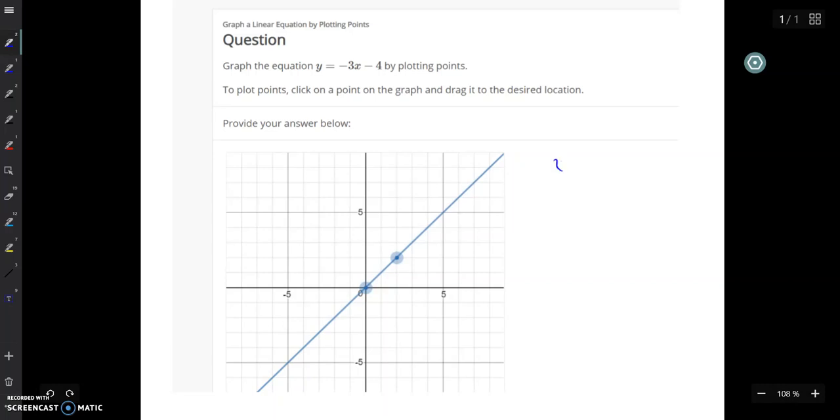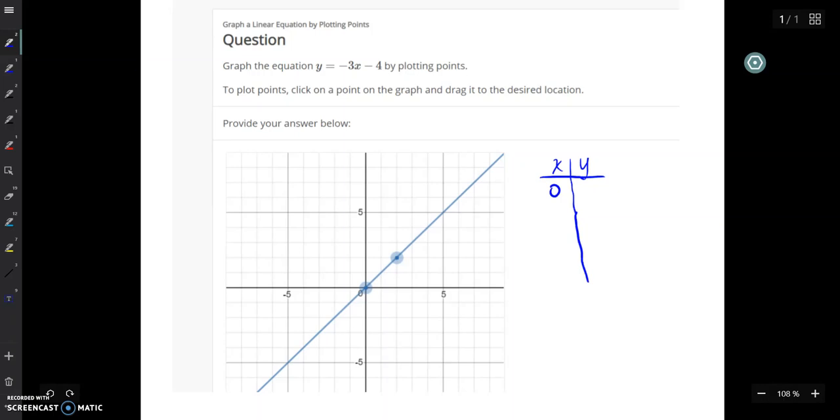Well, the easiest way is to just create a little xy table. When the equation is solved for y, as it is in this case, the easiest thing to do is to just pick an x value, plug it in, and solve for y. And we can pick any x value we want. So let's choose numbers that are easy to work with, like x equals 0.